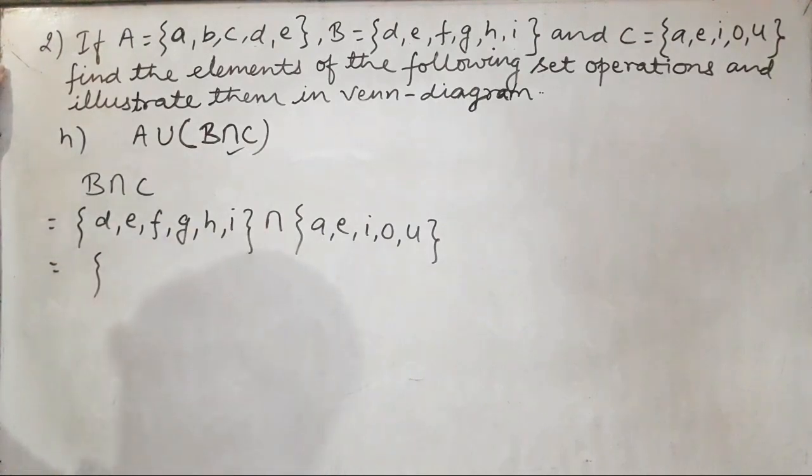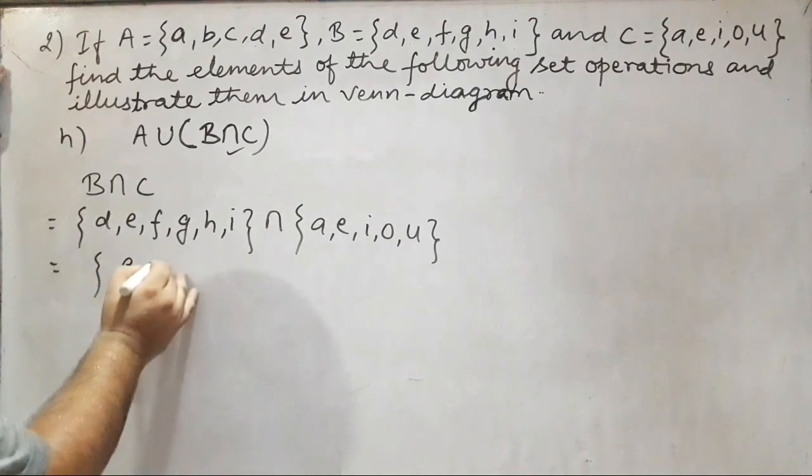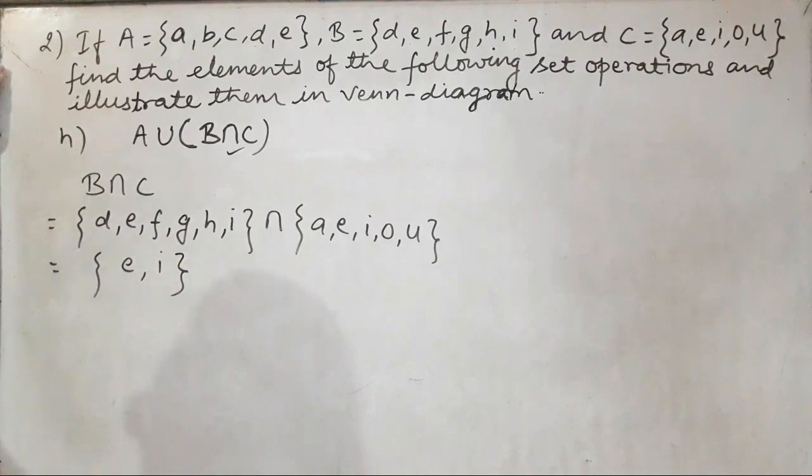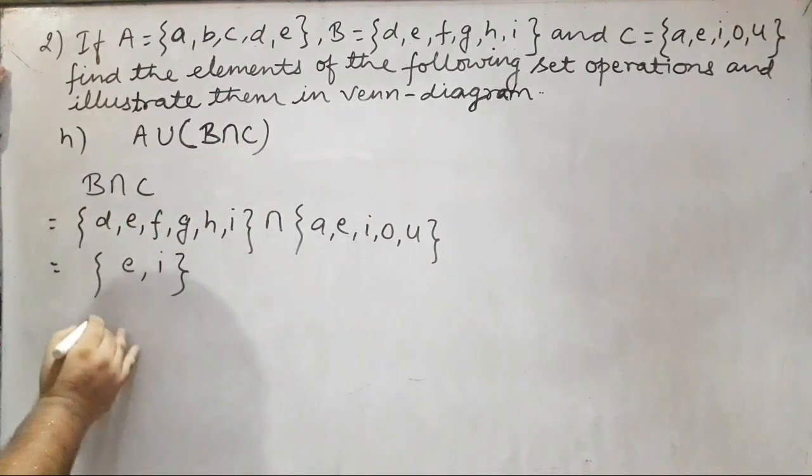Since there is intersection, so we shall write down the common elements. The common elements are E, I. So B intersection C, we got the elements E, I. Now we shall find out A union (B intersection C).